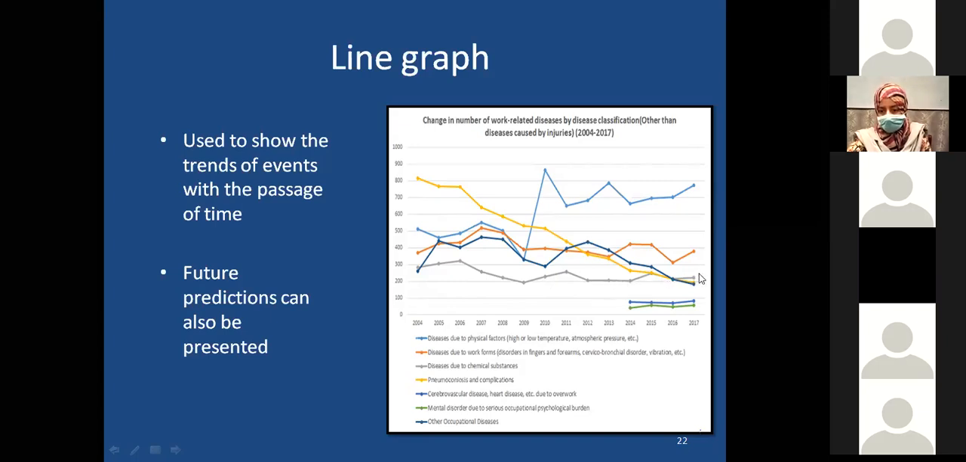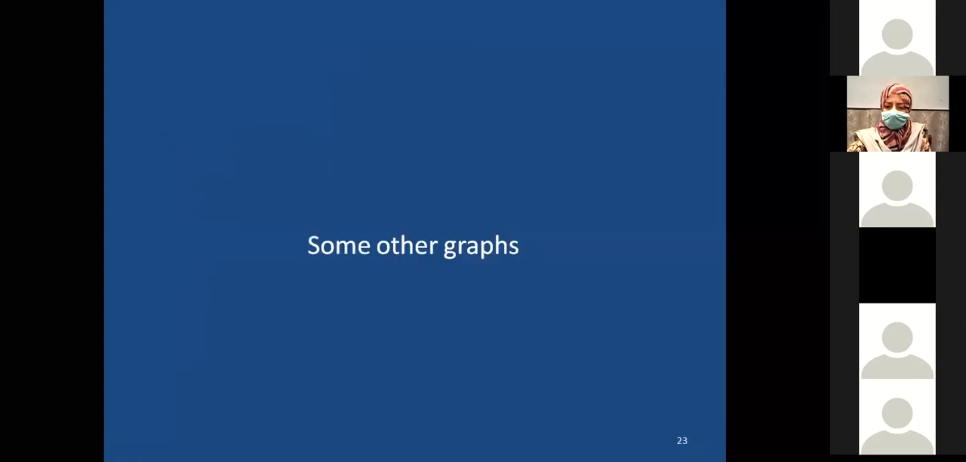Okay? There are slight fluctuations, but it's on a lower side. Then you have the last small chunk, which represents mental disorders or other occupational diseases. You don't have much data, so it's shown only from 2014 to 2017, which shows a very low number of cases, probably because of the stigma that is attached to information sharing.